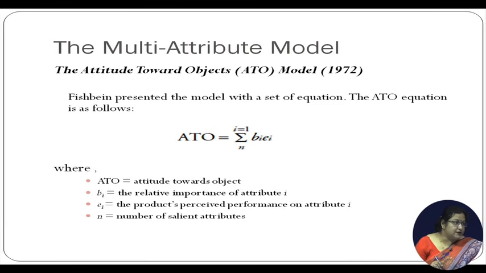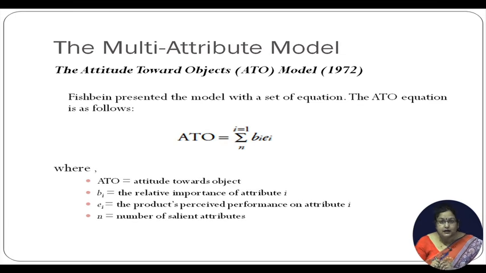Fishbein has presented the model with an equation, and the ATO equation is as follows: ATO, that is attitude towards the object, equals the summation of Bi into Ei, where i runs from 1 up to n. Now, what is Bi? Bi is the relative importance of the attribute. And what is Ei? The product's perceived performance on attribute i. N is the number of salient attributes.